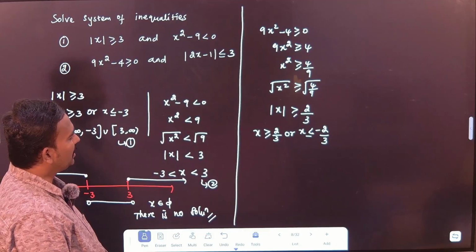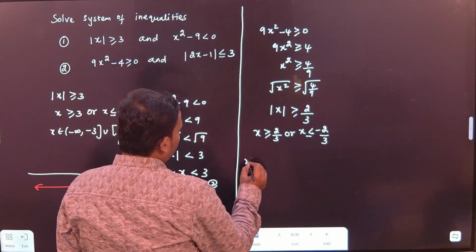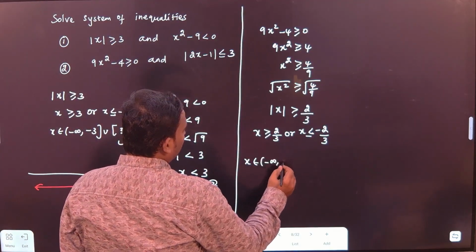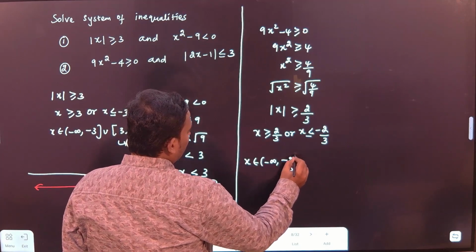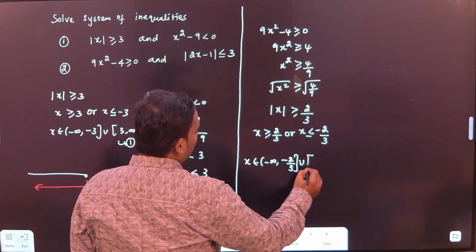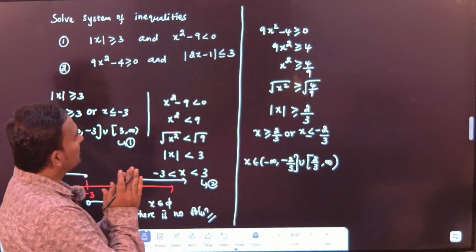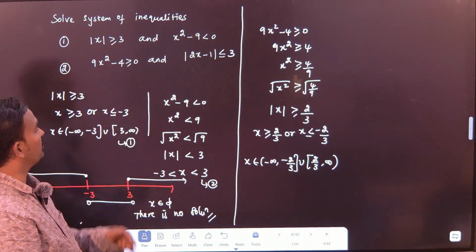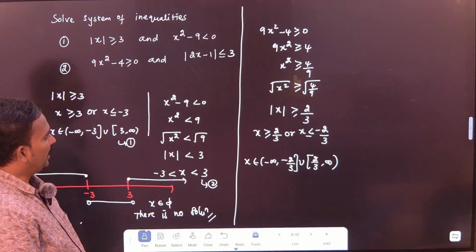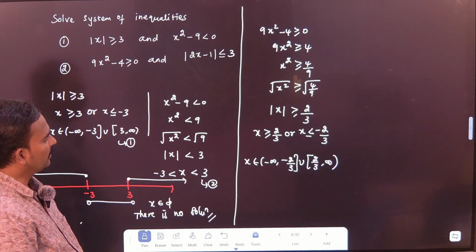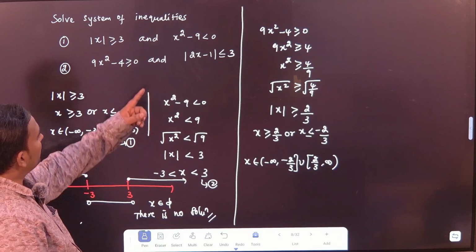So what is the solution? x belongs to (−∞, −2/3] ∪ [2/3, ∞). This is the complete solution of the first inequality. Fine.